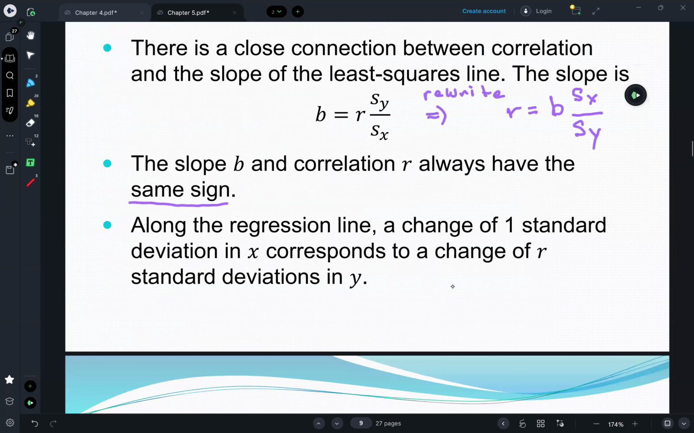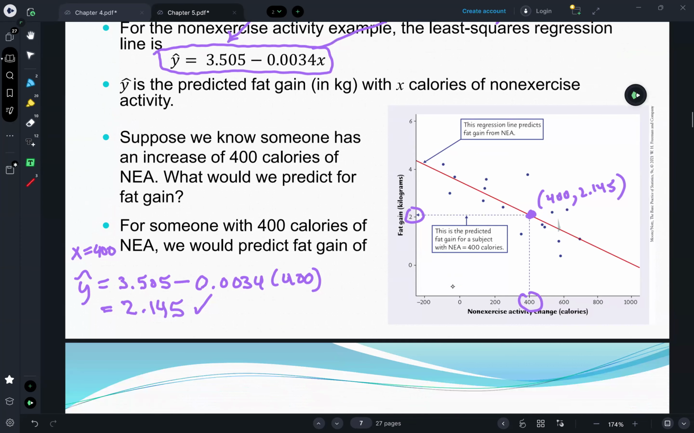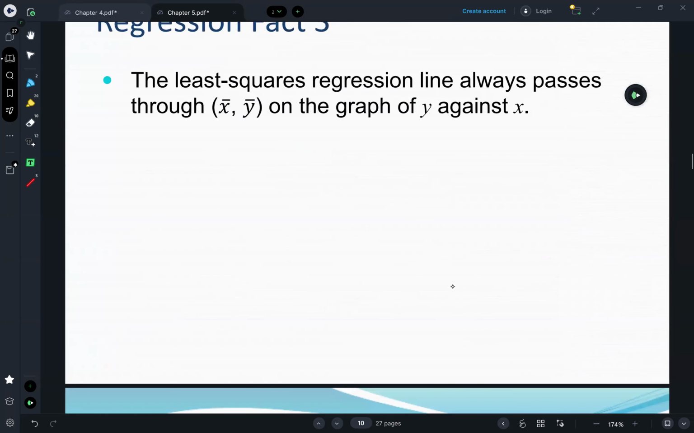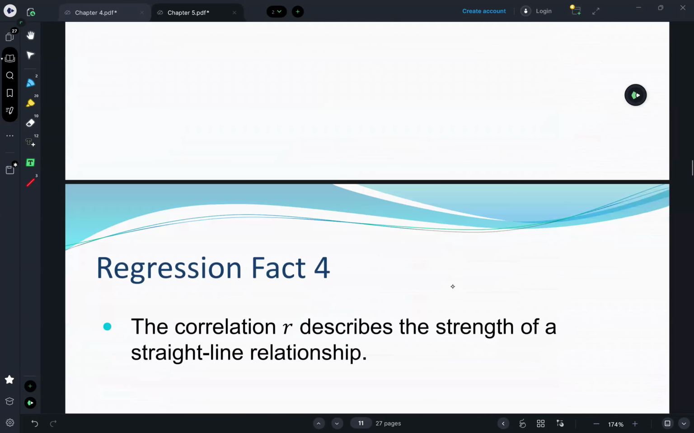So just to show you this, whatever the average is, let's suppose the average NEA, non-exercise activity, was 400. Let's say the average from the data was 400. Then the average y should be 2.145. And it has to lie exactly on the line like that. Okay, that's an example. The XY pair of the averages must be on the line, and the line always passes through it.